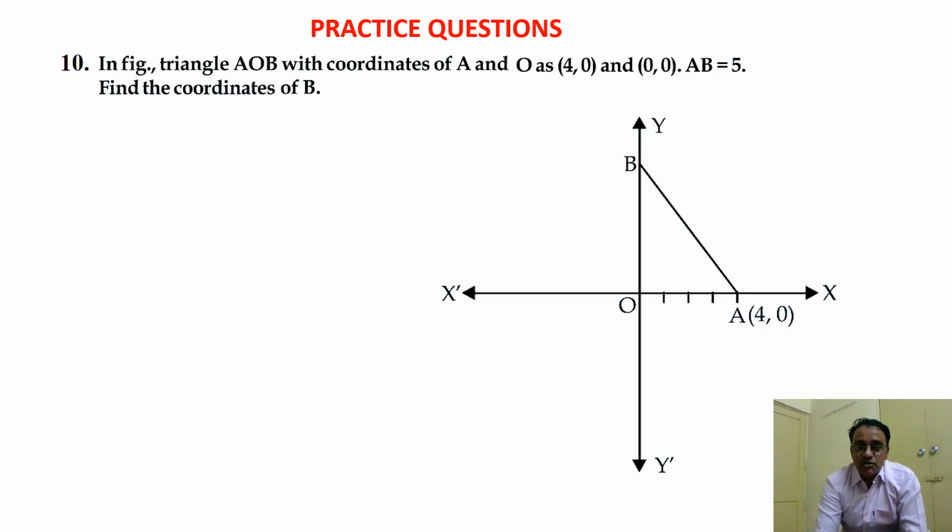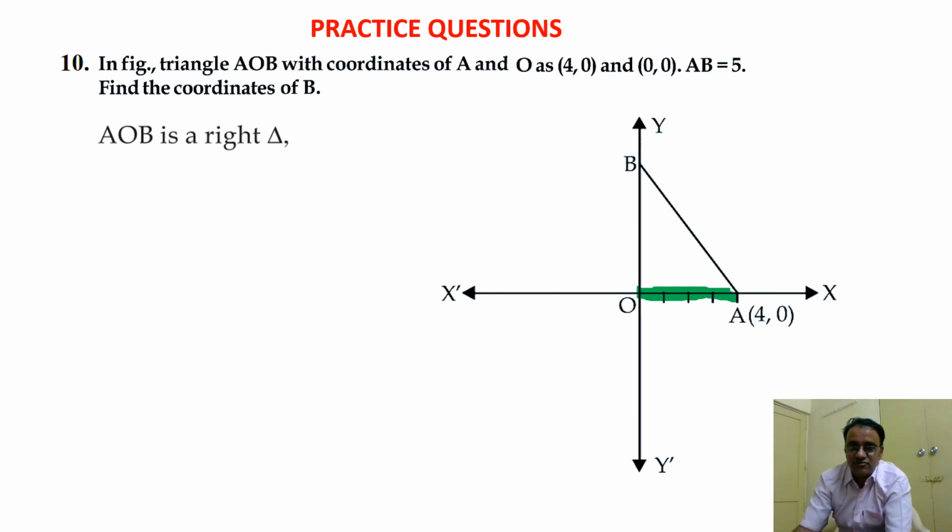In figure, triangle AOB with coordinates of A and O as (4, 0) and (0, 0). Now the length AB is given 5. Okay, the length AB is given. So what is the length OA? OA कितना होगा? 4 units. Okay, and AB is 5 units. So we can find the value of OB by using Pythagoras theorem because it is a right triangle.